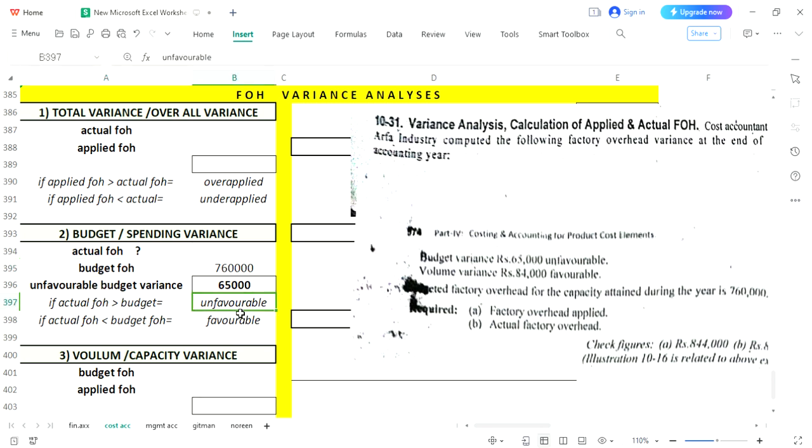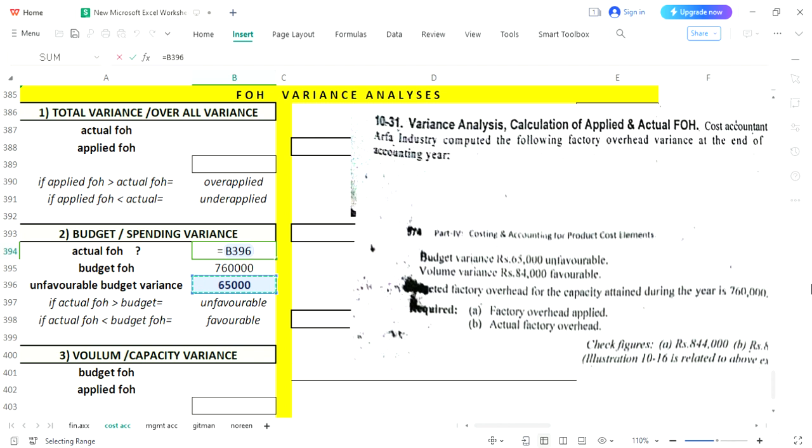This is unfavorable, and it has been mentioned if actual is more. So that means the amount which would be calculated over here would be more. And how would you calculate that? You have your variance over here which is 65,000 and you are going back. You are taking your reverse gear.